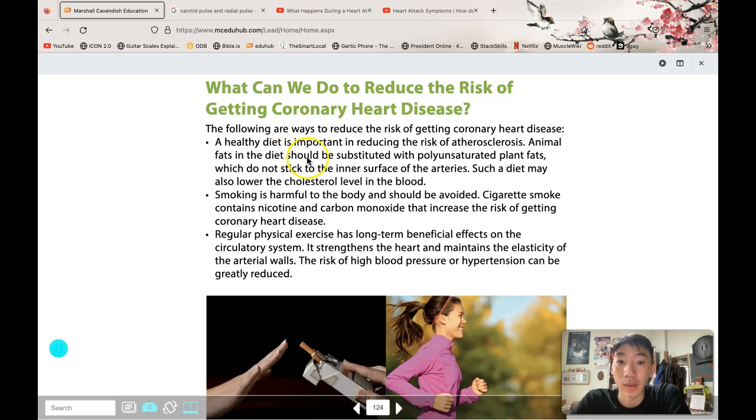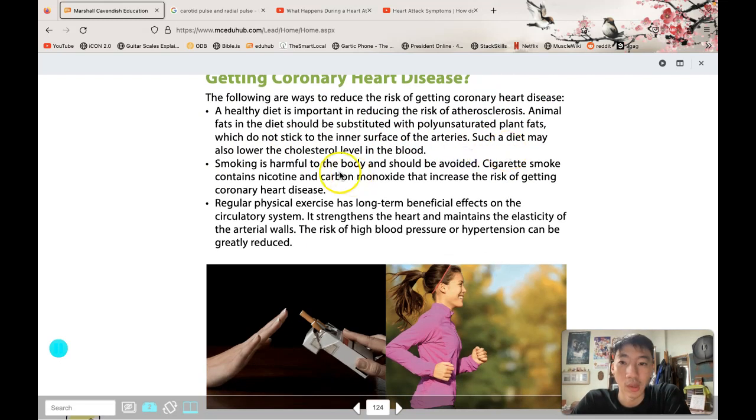Firstly, a healthy diet to reduce the risk of arteriosclerosis. Animal fats can be substituted with polyunsaturated plant fats, and these kinds of fats tend not to stick to the inner surface of the arteries. We should also reduce the amount of cholesterol in our diet. Eat less seafood, eat less fatty meats, etc. Smoking is harmful and should be avoided.